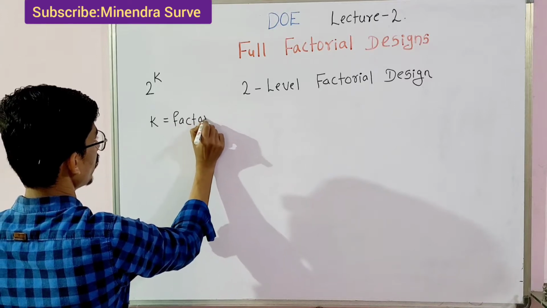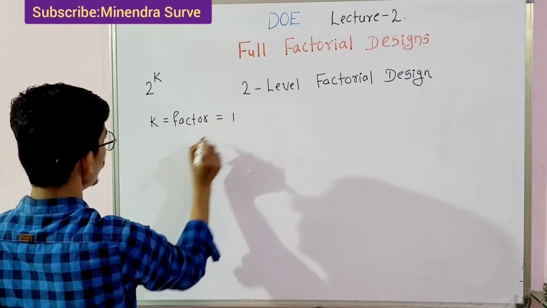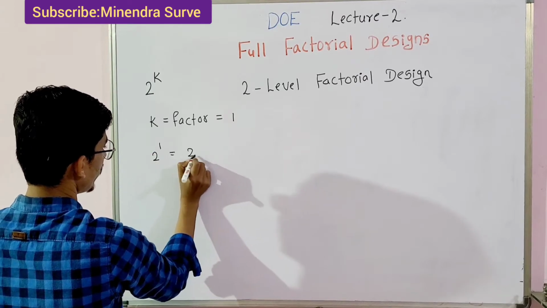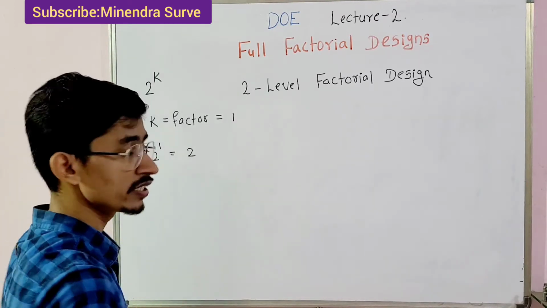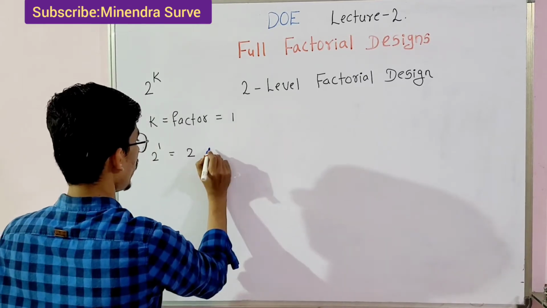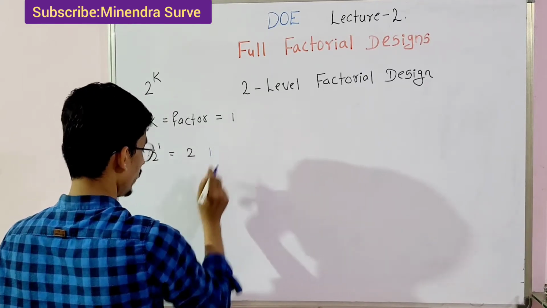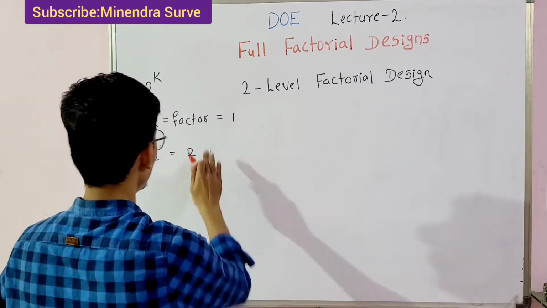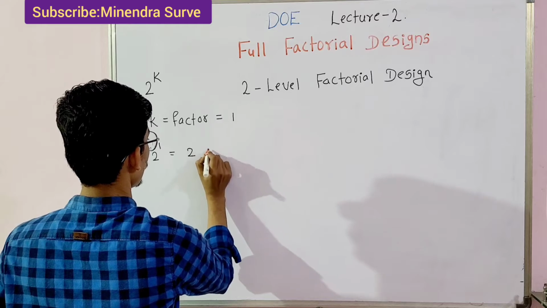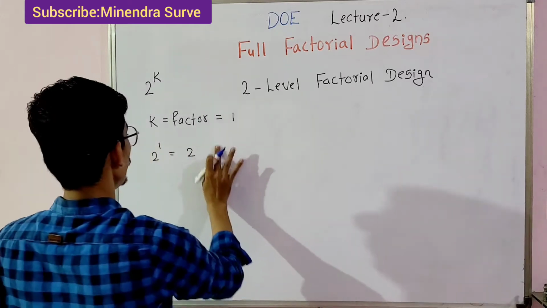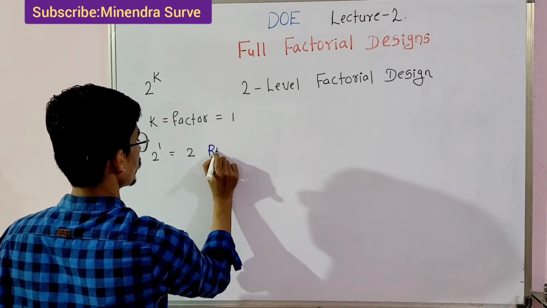Suppose we take k equal to 1, so ultimately we get 2 raised to 1 equal to 2, and what is that 2 indicating? Runs. The 2 indicates how many times you are going to run your experiment. Okay, 2 is indicating runs.